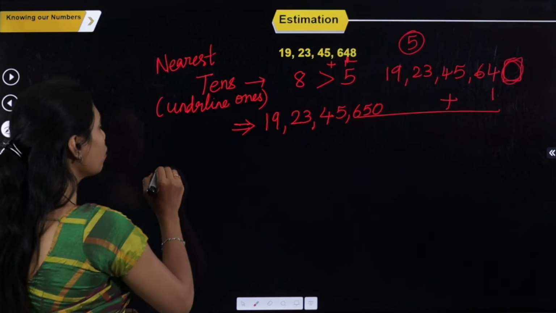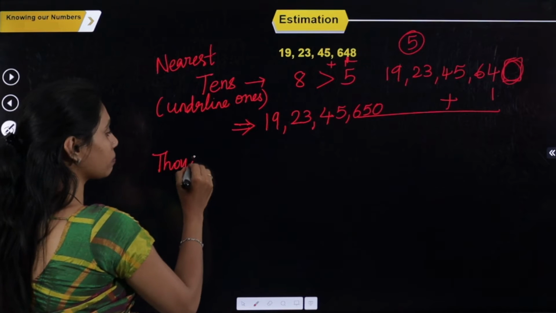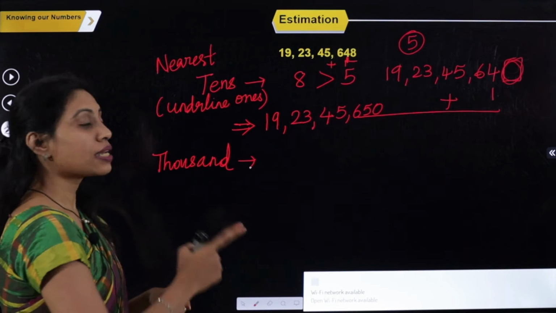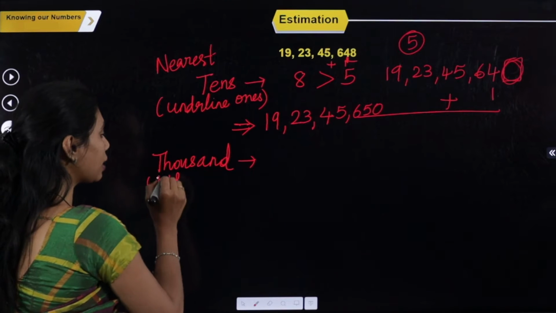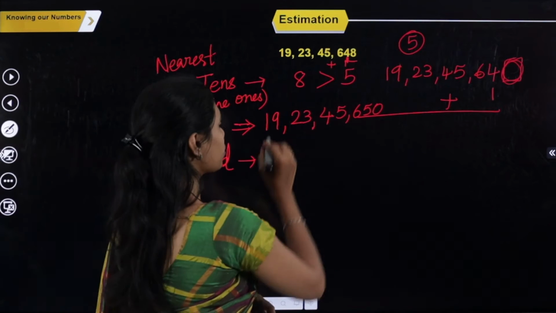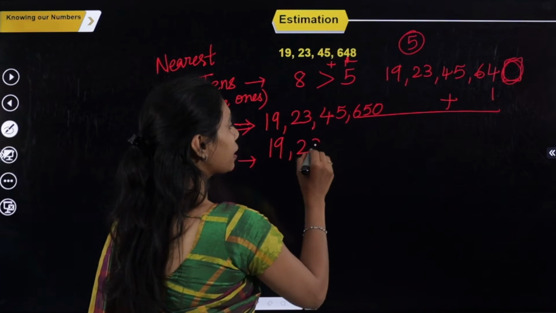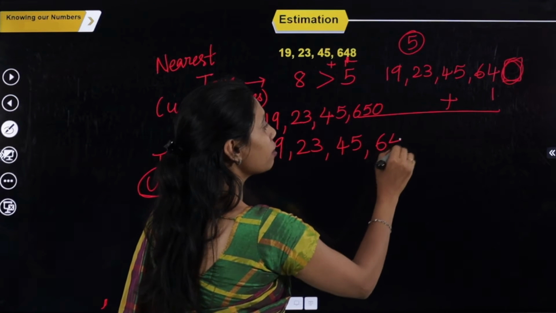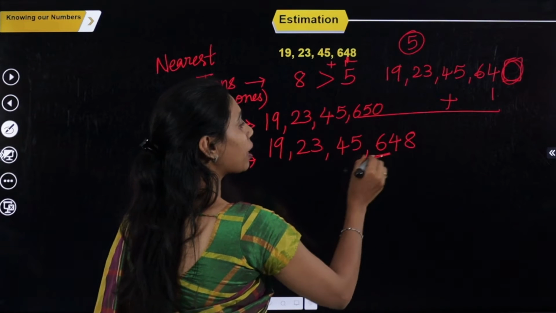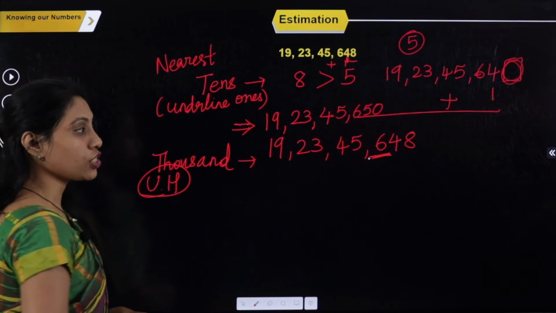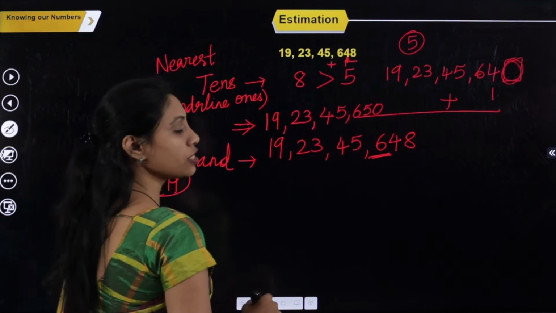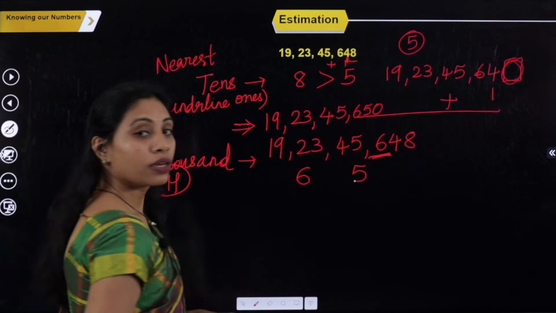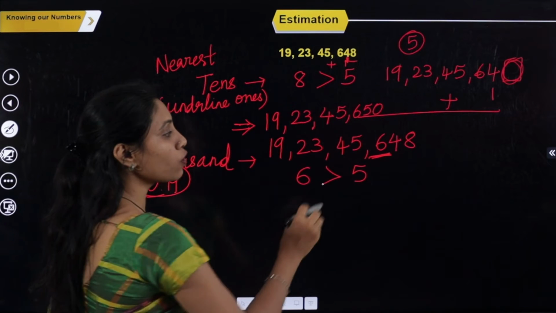If we round off to the nearest 1000, what is the place value before 1000? That is hundreds. So I have to underline the hundreds digit now. The given number is 19 crore 23 lakh 45,648. In this I am underlining the hundreds digit. After underlining the hundreds digit, I always compare using 5. So 6 is greater than 5. What am I supposed to do?